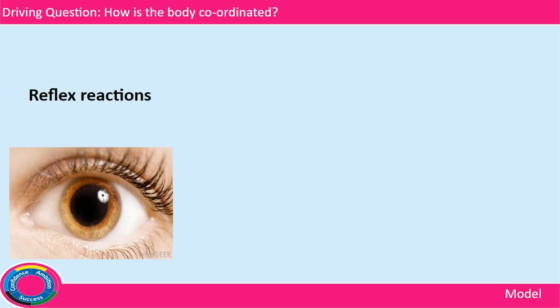You've also got suspensory ligaments and ciliary muscles that help with the constriction and dilation of the pupil.